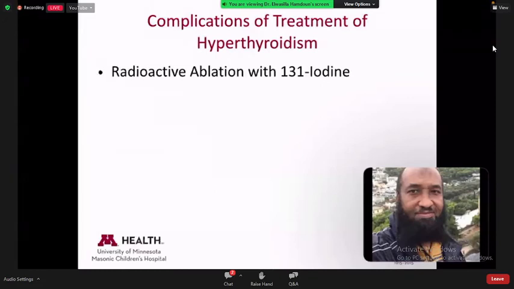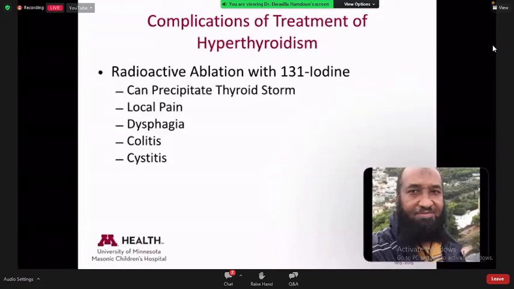Radioactive ablation using the 131 iodine isotope is usually done through nuclear medicine and in collaboration with your endocrinologist. Remember, it can also cause thyroid storm, because the radioactive ablation is killing the cells of the gland that produce the thyroid hormones, and they already have preformed thyroid hormones in these cells. So when they lyse and die, they gradually release the content, and the content is thyroid hormones, so you have a rush of thyroid hormones in the bloodstream. And so it can precipitate thyroid storm, especially in uncontrolled cases.